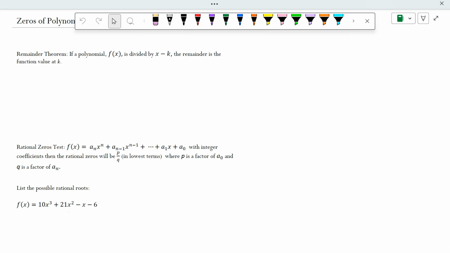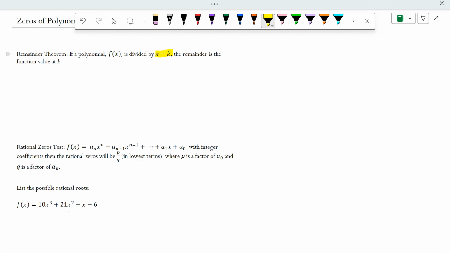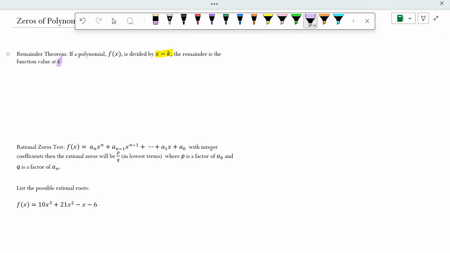So what the remainder theorem says is that if I have a polynomial, let's call it f of x, and I know that polynomial is divided by x minus k, that means x minus k is the factor. The remainder is the function value at k, and this is k, the root. So if the remainder is 0, then it's a factor and the function value is 0 because it divided evenly.